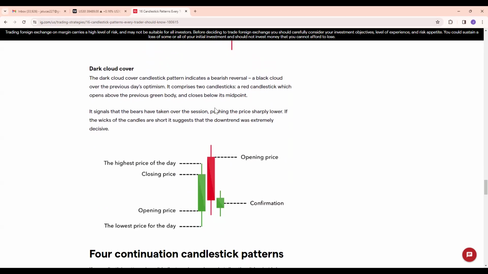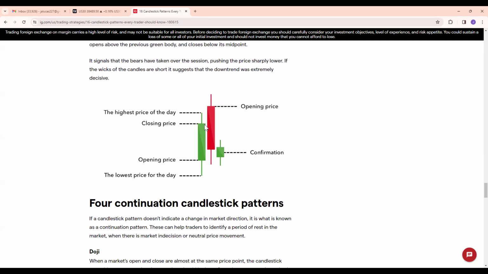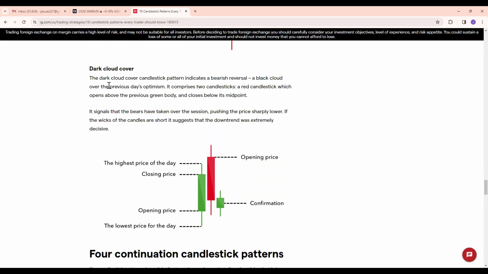Dark cloud cover. Yeah, this one. It says the dark cloud cover candlestick pattern indicates a bearish reversal, a black cloud over the previous day's optimism. It comprises two candlesticks, a red candlestick in which price opens above the previous green body and closes below its midpoint. So again, talking about that 50% level, it signals that the bears have taken over the session, pushing the price sharply lower. If the wicks of the candles are short, it suggests that the downtrend was extremely decisive.